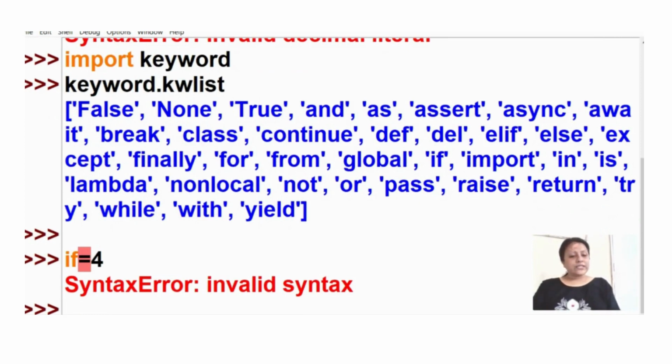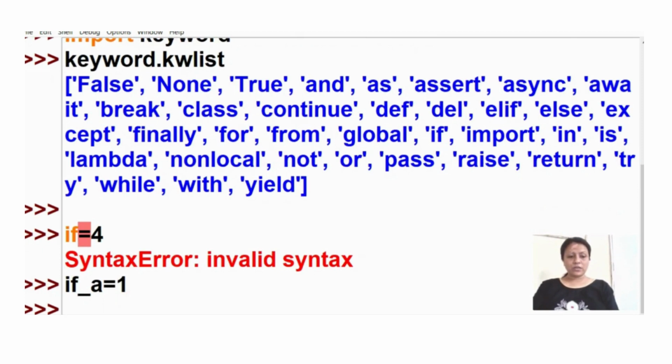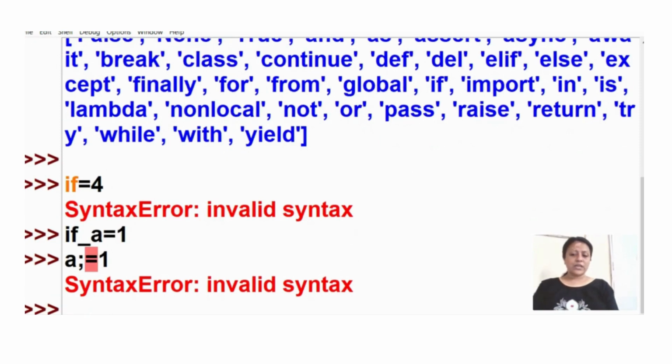And these identifier rules also come in 1-mark output questions to identify which of the following is an invalid or valid identifier. You can use if_a = 1, because now this is not a keyword, but a combination of letters and underscore. You cannot use any special character like a; = 1, a semicolon equal to 1 will give syntax error.